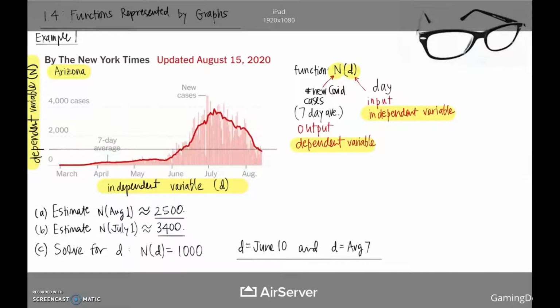So knowing that there were 2 input values that gave us an output of 1,000, we indicate that here: d equals June 10th and d equals August 7th make this statement true. Okay, hopefully this example gives us some practice in using our function notation. We want to become really familiar with this, knowing that this is our input variable always, and this is our output variable always, and being able to read off a graph different aspects of a function that we're asked.